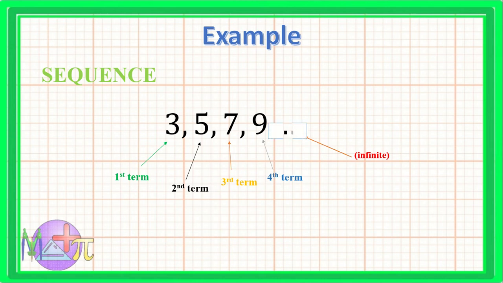And then, kapag wala yung ellipses na yan, that is finite. Ibig sabihin, may hangganan yung sequence na yan. Hanggang 9 lang yung sequence na yan. Unlike doon sa infinite, pwede siyang madagdagan pa.